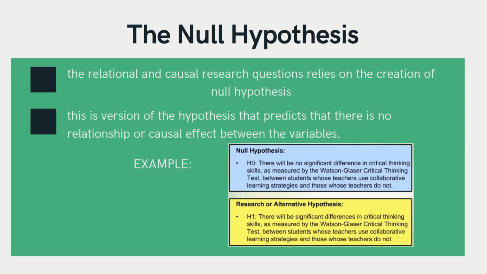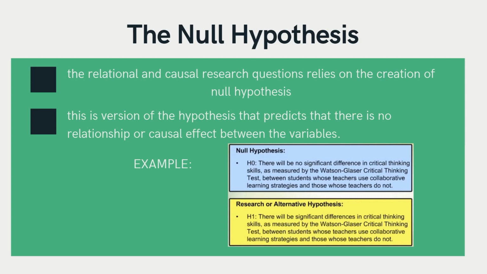The reason for this is that we want to establish objectivity in how we conduct our research method, especially in quantitative research methods. As you can see, a sample of a null hypothesis is usually represented as H0: there will be no significant difference in critical thinking skills as measured by the Watson-Glaser Critical Thinking Test between students whose teachers use collaborative learning strategies and those whose teachers do not. Let's take note of two things. Number one, the thing that we want to measure is really critical thinking skills. However, the hypothesis is now operationalized. So that makes it a real hypothesis.